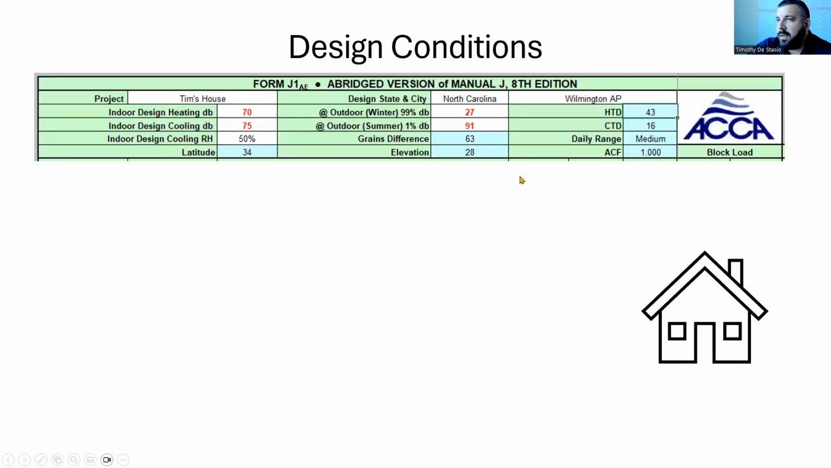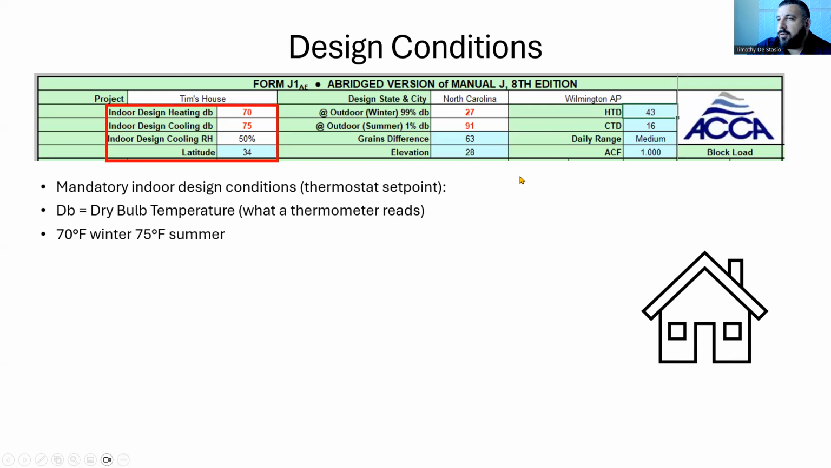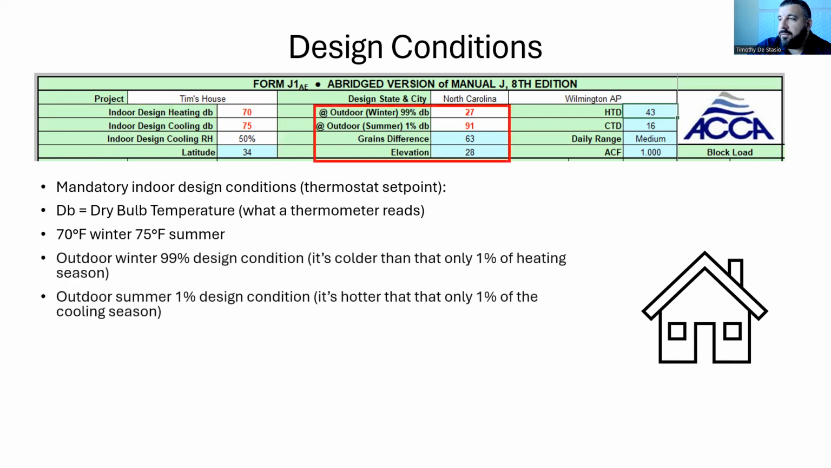Let's go back to indoor design or design conditions, talk about indoor and outdoor design conditions. So in any load calculation software, the mandatory indoor design conditions that we want to use, now we can override them, but it's not recommended, are the thermostat set points. So 70 degrees in the winter, 75 in the summer, 50% relative humidity in the summer. The outdoor design conditions are going to vary with what city or what area that we're in. And so we have to look those up.